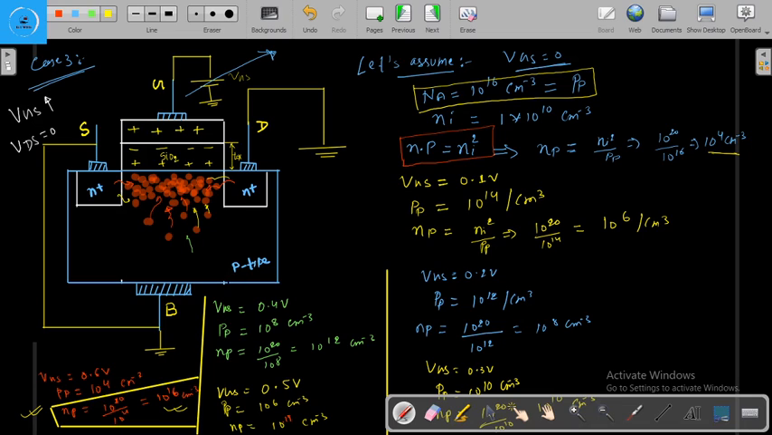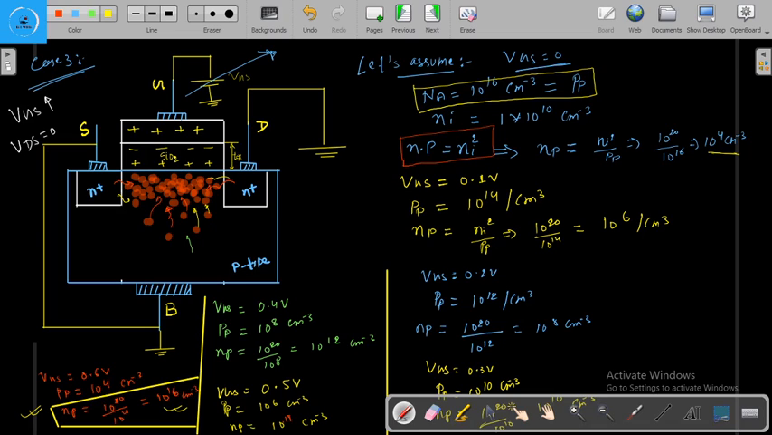Why the inversion? Because here the concentration of the minority charge carrier, that is the free electron near the SiO2 interface, is equal to the concentration of the majority charge carrier, that is the hole, and this will be equal to 10 to the power 16 per centimeter cube. And this is called the inversion.